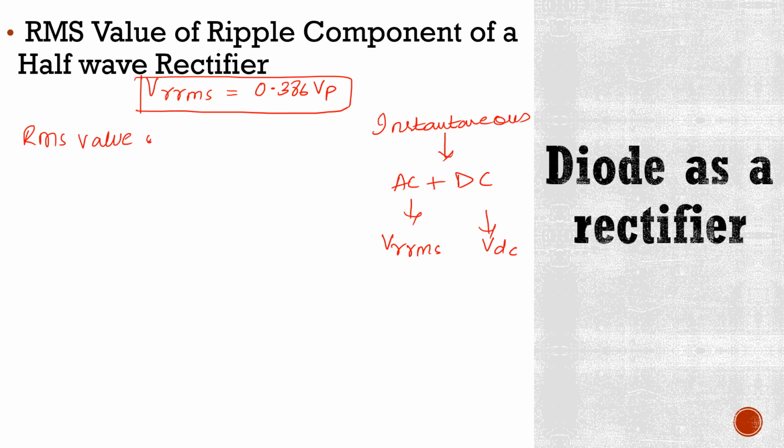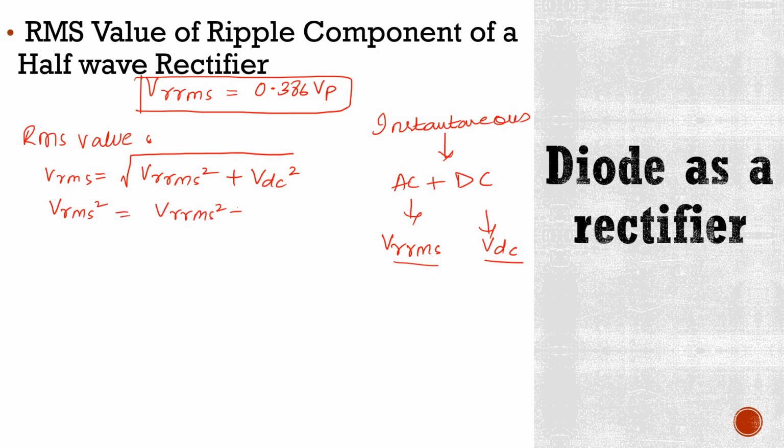So now VRMS will be the square root of the squared function of this AC value, that is VR RMS whole square, plus the squared function of this value, that is VDC whole square. Now I can write this equation like this, and since I have to find VR RMS, this equation can be rearranged this way.